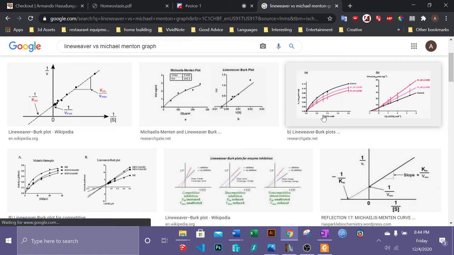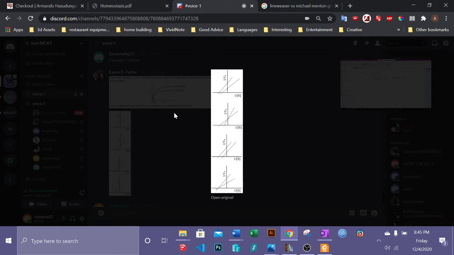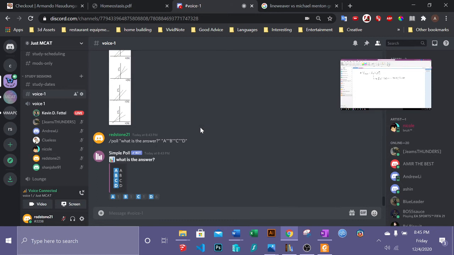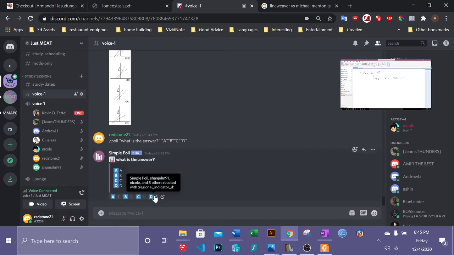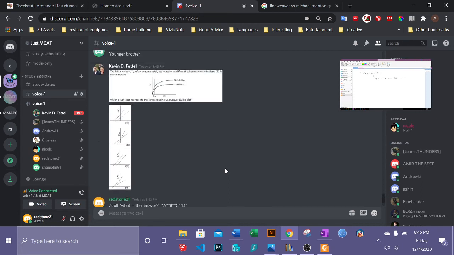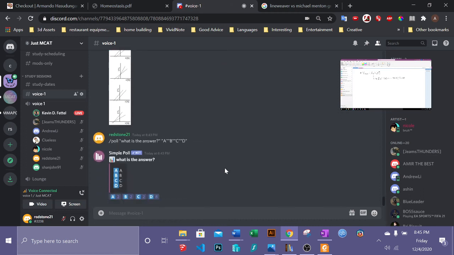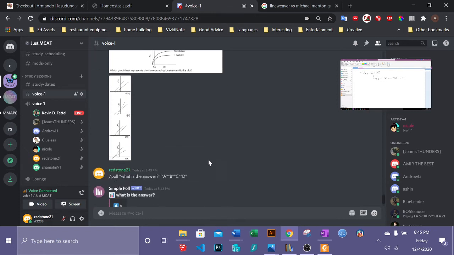So this first problem says the initial velocity V naught of an enzyme catalyzed reaction at different substrate concentrations S is shown below. Which graph best represents the corresponding Lineweaver plot? So when we look at this, what do we notice? We notice the Vmax without the inhibitor decreased with the inhibitor. So we can simply say that Vmax has decreased. So Vmax goes down. But we also can see that Km, just like in the problem I showed you guys earlier, stays the same for both. So Km did not change. Km on the x-axis is still the same. So Km did not change.